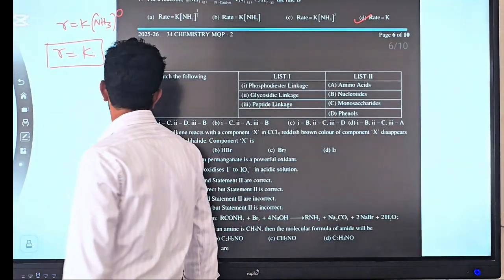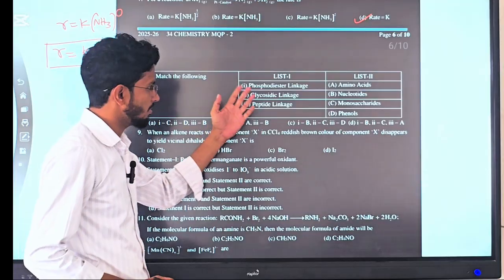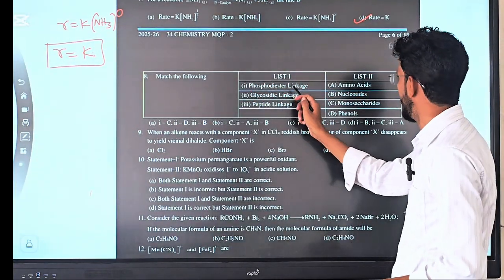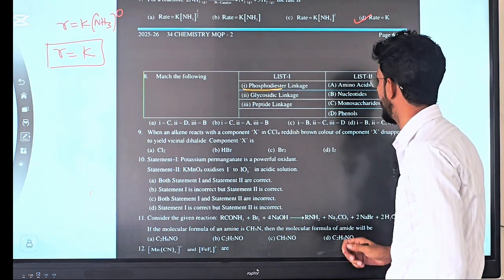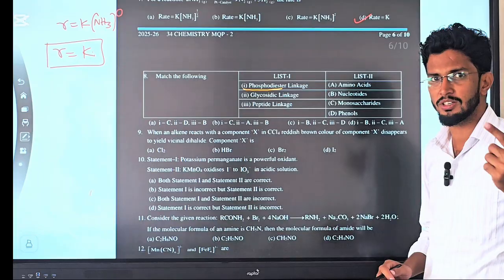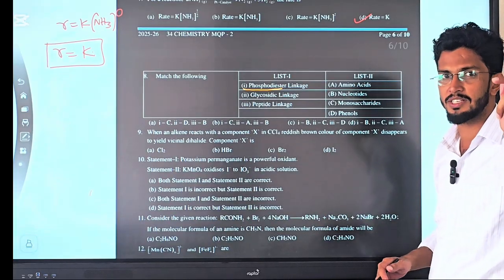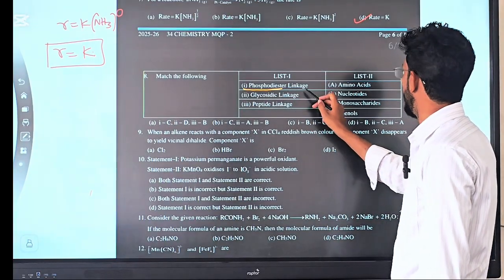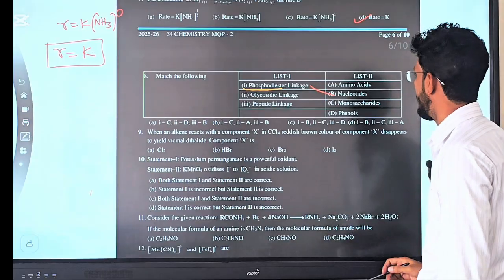Now, if you see the next question, question number 8, it is a simple question. We only have to match the following. In the first option, it is given phosphodiester linkage. As you know very well, the phosphodiester linkage is present in nucleotides and polynucleotides, forming DNA or RNA, the nucleic acid. So the answer for the first is B.